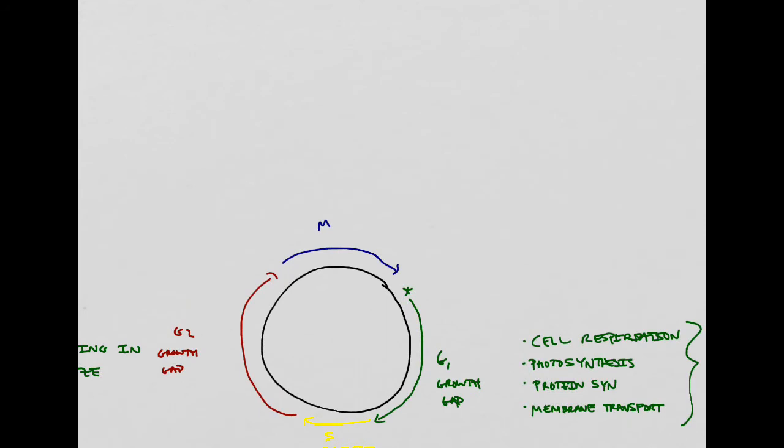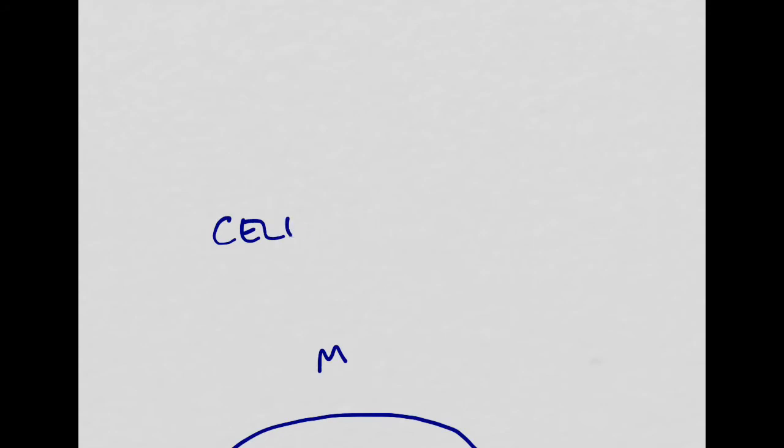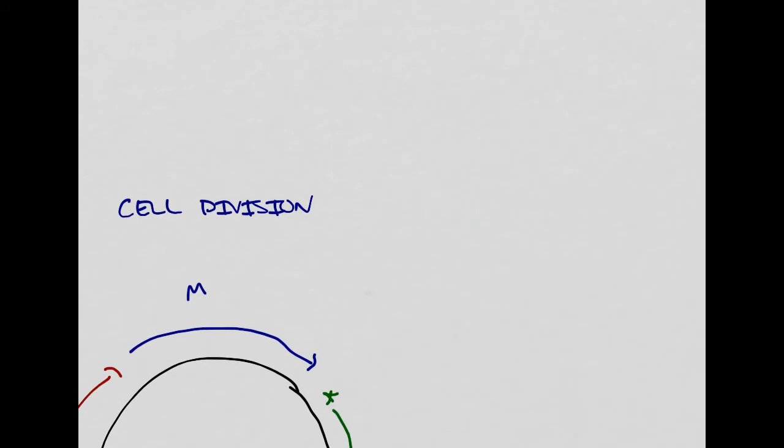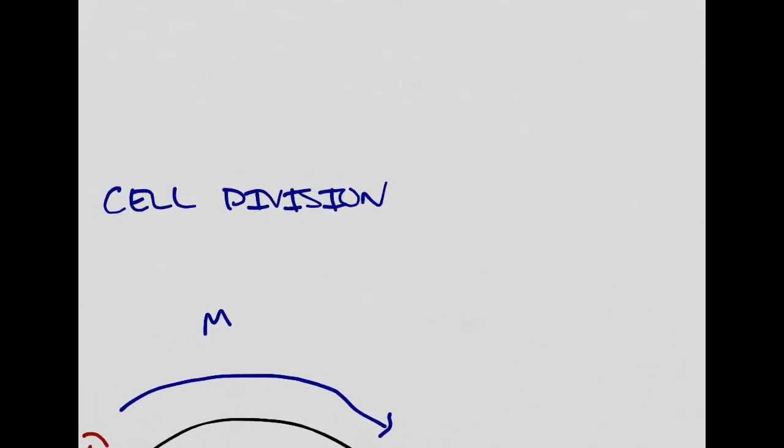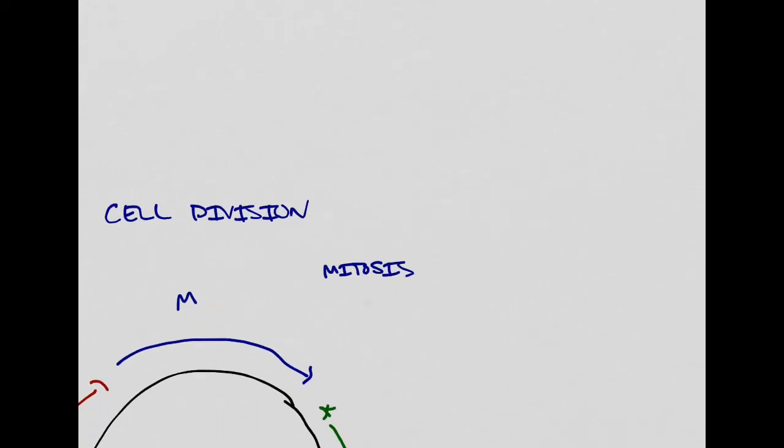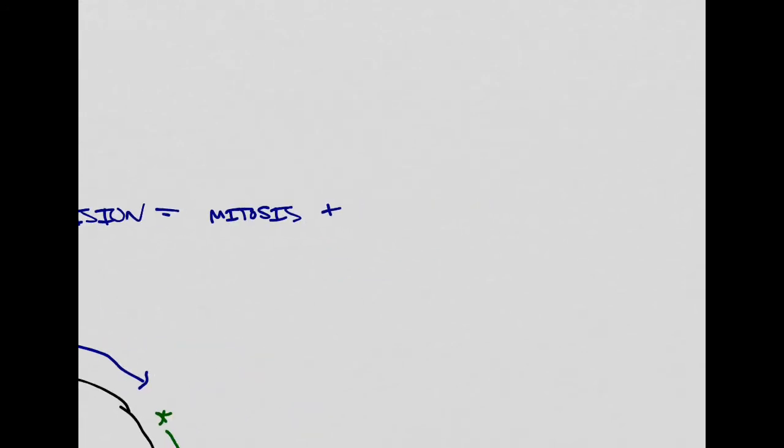Okay, the last phase of the cell cycle is the M phase. And this is where cellular division occurs. And as you guys might know, this M stands for mitosis. But it's actually kind of silly to call this the M phase because cell division consists of two parts. It's actually equal to mitosis as well as cytokinesis.